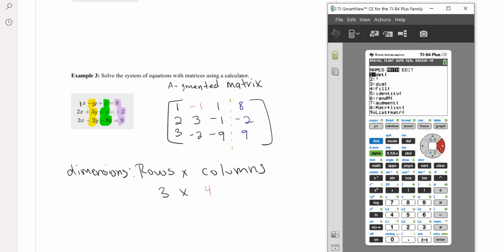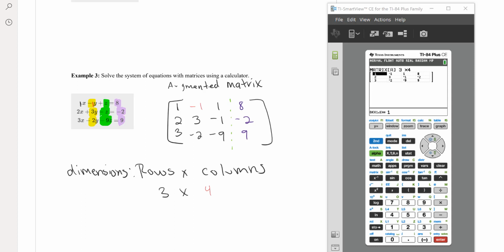So I'm going to go over to edit. Once I go to matrix, I go to edit, and I'm going to press enter. And I'm going to go ahead and enter these values. So I have a 1, make sure you press enter, -1. It's going to take me a minute, so I'm going to enter all of the values in there. So I just took a second and entered all of that data into my matrix.